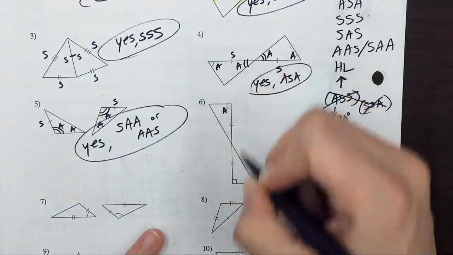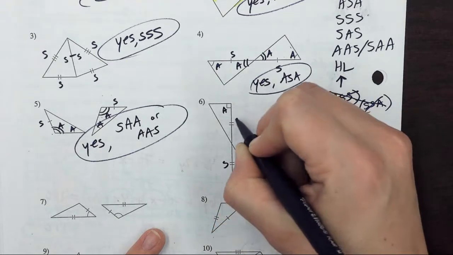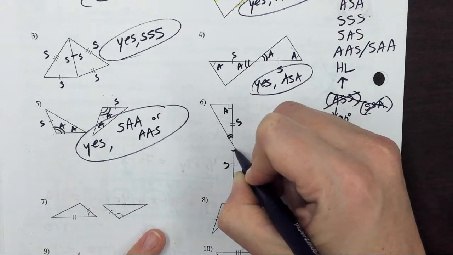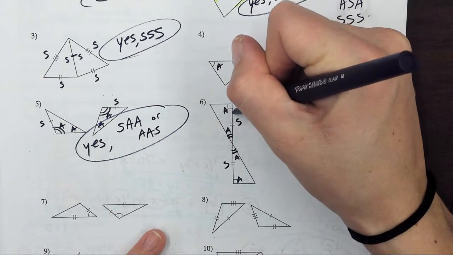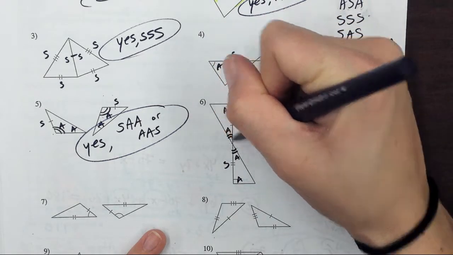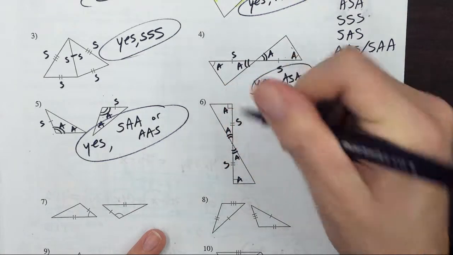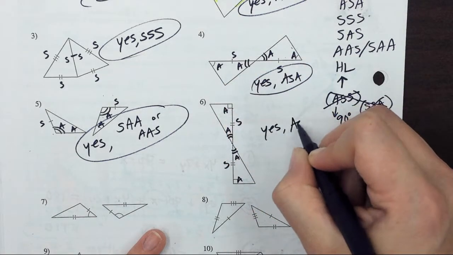Okay, here we have a right angle and a right angle. I have a side and a side, and then we have vertical angles. If I do line tag, I hit angle, side, angle. Angle, side, angle. So it's yes. By again, angle, side, angle.